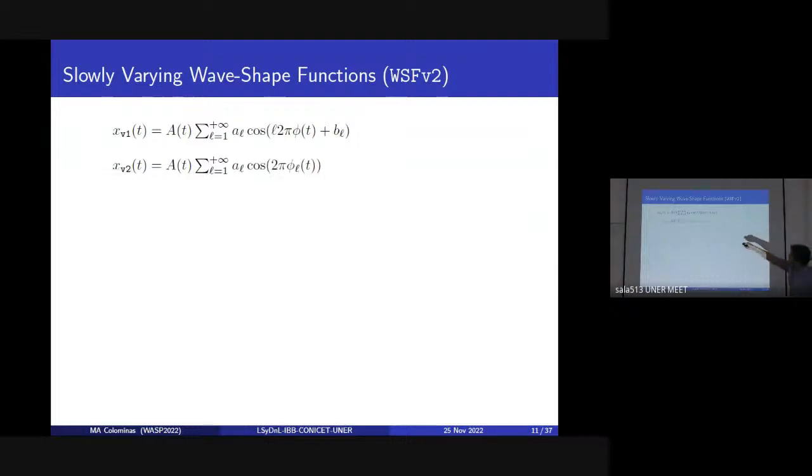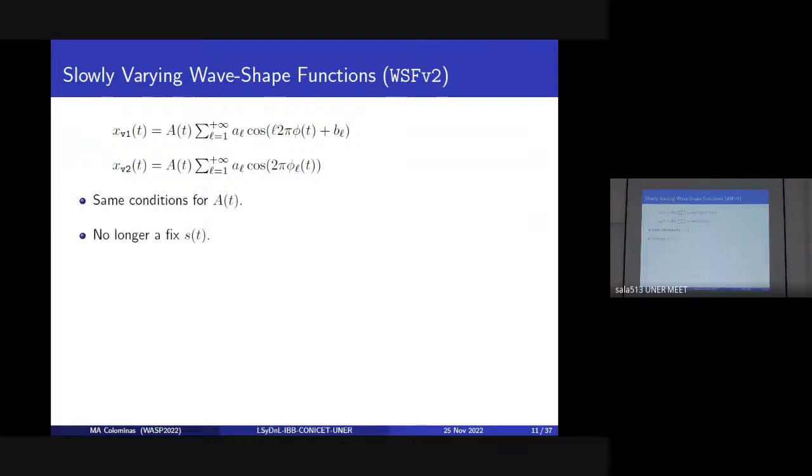So, how can we adapt this original model to reflect this phenomenon? We simply stop assuming that the l-th harmonic is l times phi. We change this to 2 pi phi_l, and phi_l is no longer necessarily a multiple of phi_1, okay? So we have the same conditions for A, meaning slow variation for A, meaning the absolute value of the derivative of the logarithm of A being bounded by a small number epsilon.